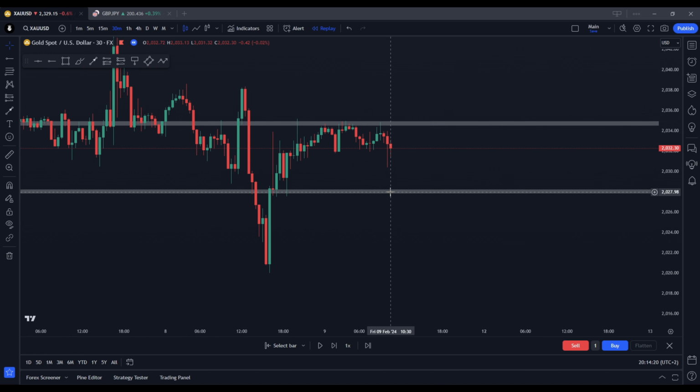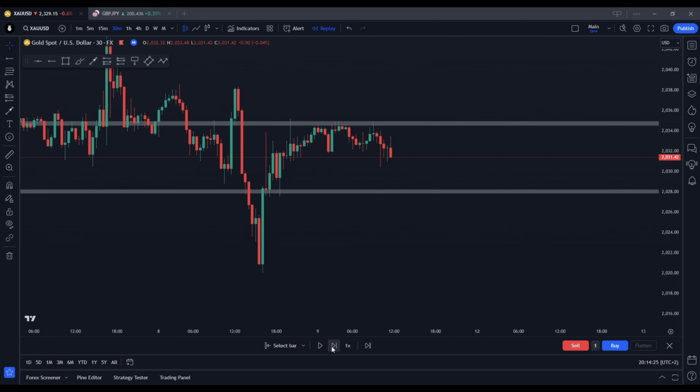And at the moment, once again, we're just consolidating. No potential entry types here.